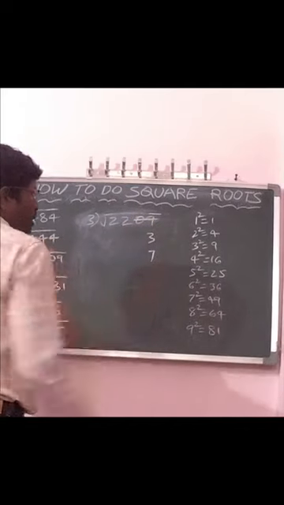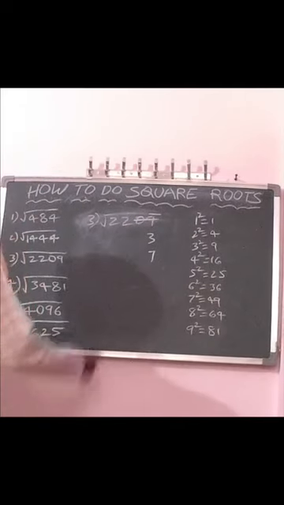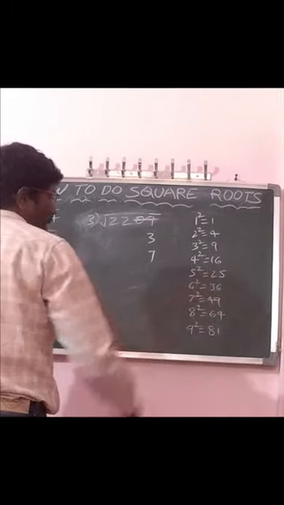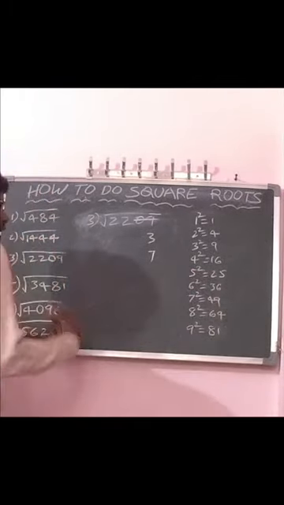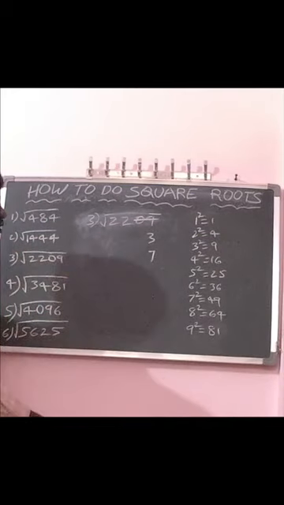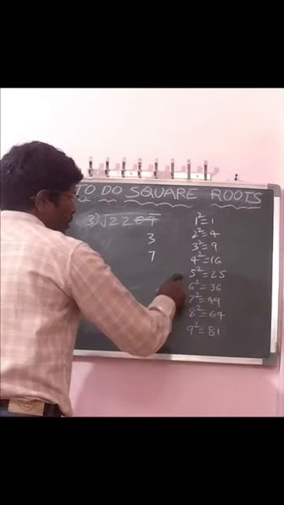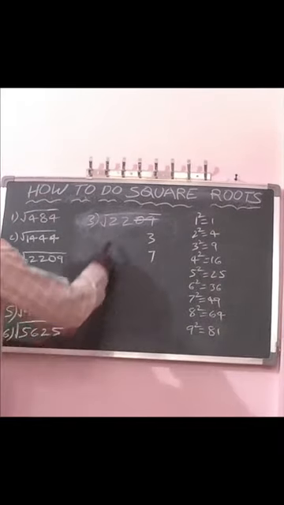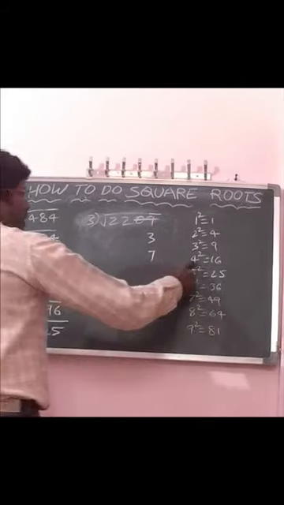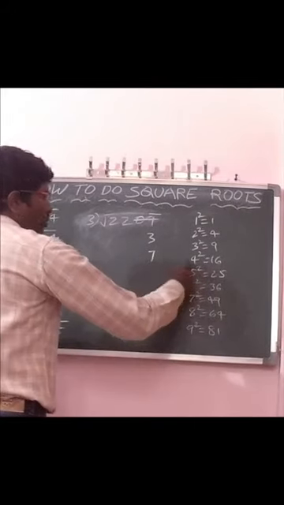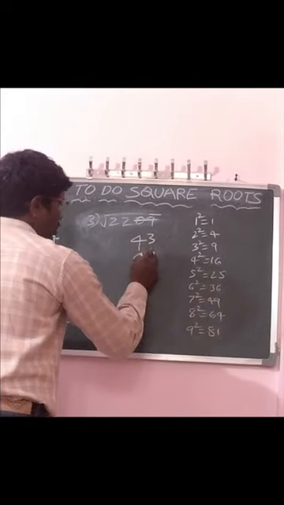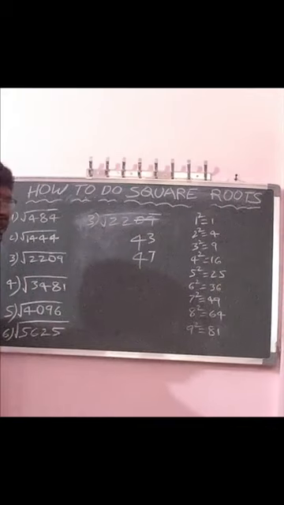So two numbers are cancelled. Now the 22 remains. In the second step, we can take the square number smaller than or equal to 22. So in the square numbers, 4 square is equal to 16. 16 is smaller than 22. 16 is equal to 4 square. We can take the 4. So 43 or 47, either one is a possible answer.